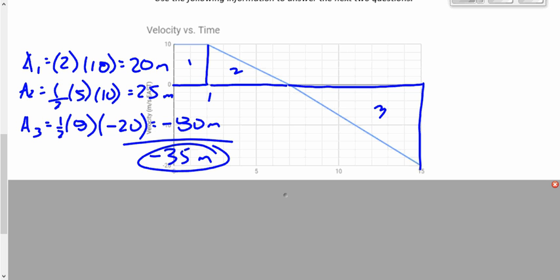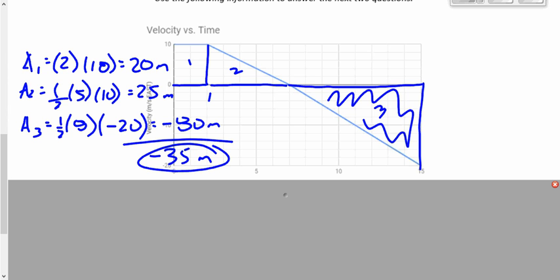It's not negative because this is below the x-axis. It's negative because there's more in section 3 that's negative than is positive, right? Some of our displacement is positive, but there's more negative than positive. So overall, it's a negative displacement. We end up to the west, right?